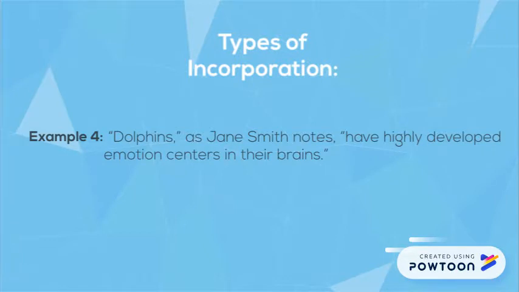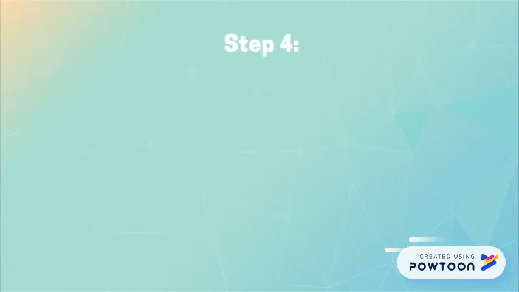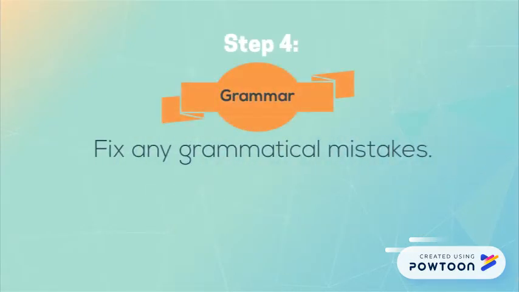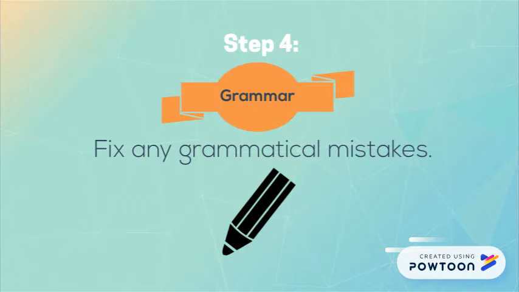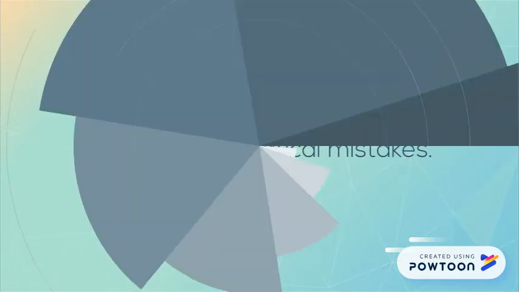However, the most effective and complex way of incorporating evidence is to split up the quote incrementally in the sentence, like this example here. Step 4 of weaving is to fix any grammatical mistakes. Grammatical mistakes can make or break an essay. Knowing how to fix these mistakes can help the essay sound more mature.